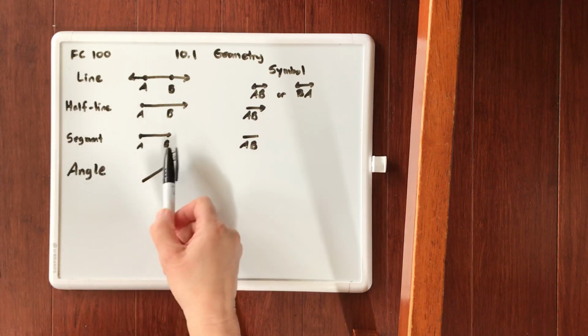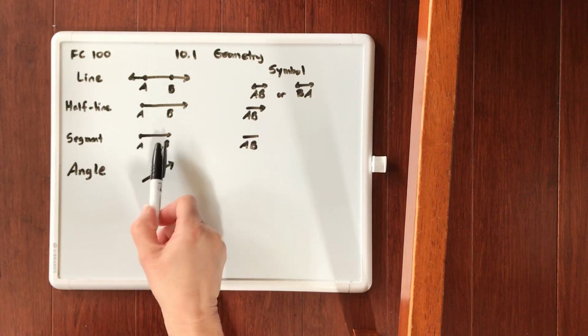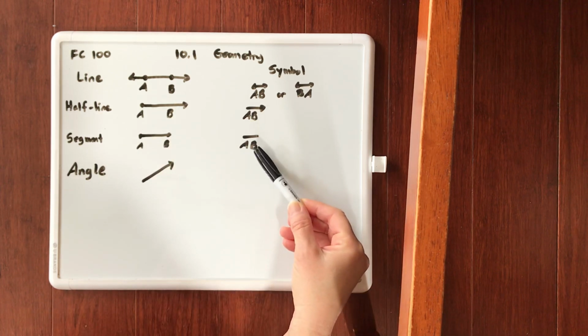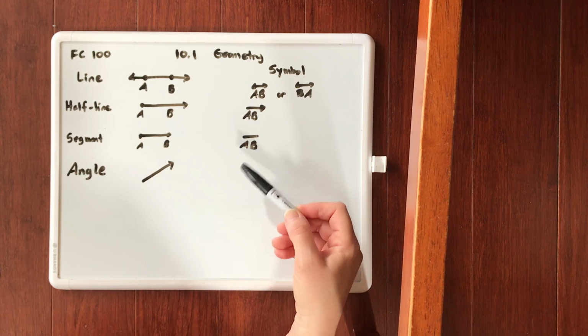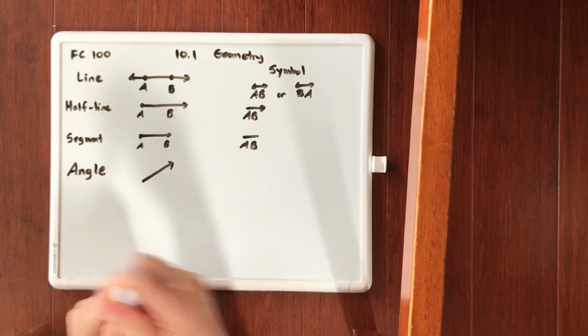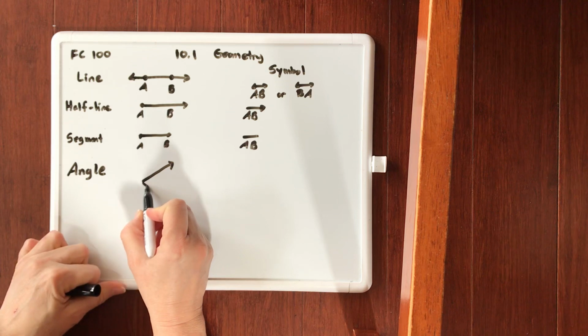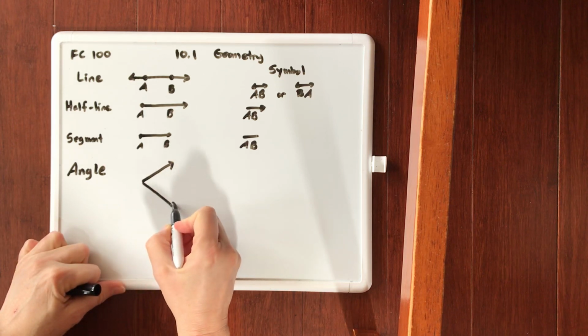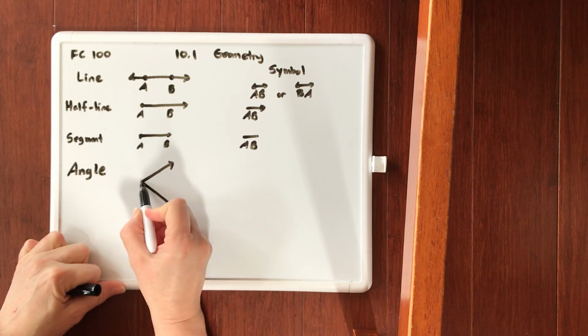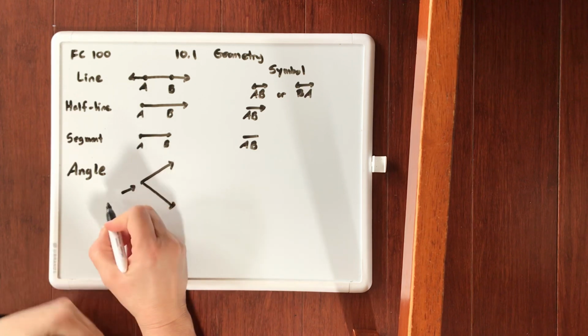Segment is we have 2 points, so the line doesn't keep going forever. It ends at these points, and the symbol is segment AB. Okay, we're going to look at an angle now. If we take two half lines and we intersect them at one point, we call that an angle. And the intersection is called the vertex.